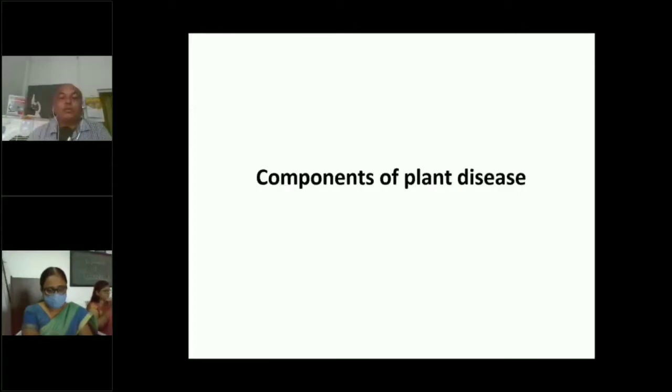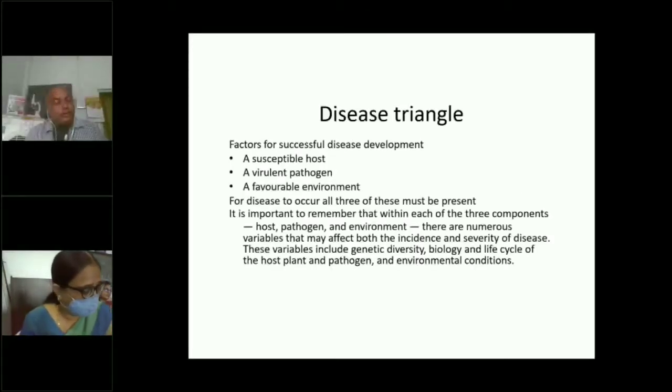Then, which are the different components of plant disease? How does this disease grow? If you open a book of plant pathology, in every book, the first chapter is about the disease triangle. The disease triangle has three components: a susceptible host, a virulent pathogen, and favorable environmental conditions. These three factors compose the disease triangle. A susceptible host along with a virulent pathogen, combined with a favorable environment, will result in the incidence of disease.